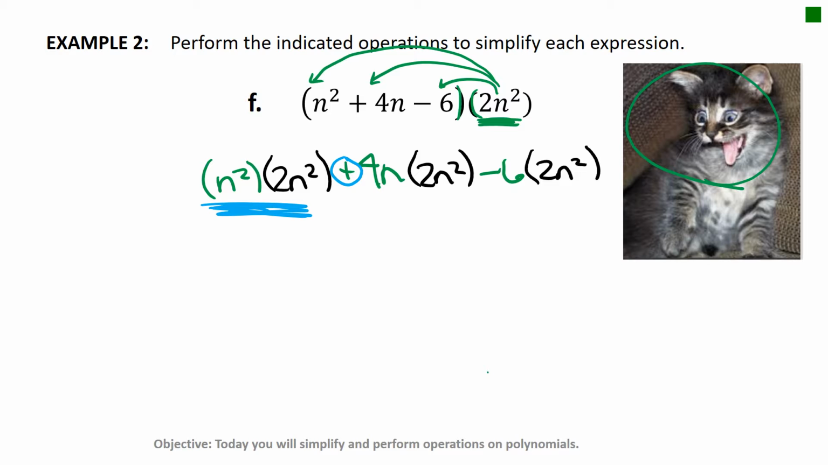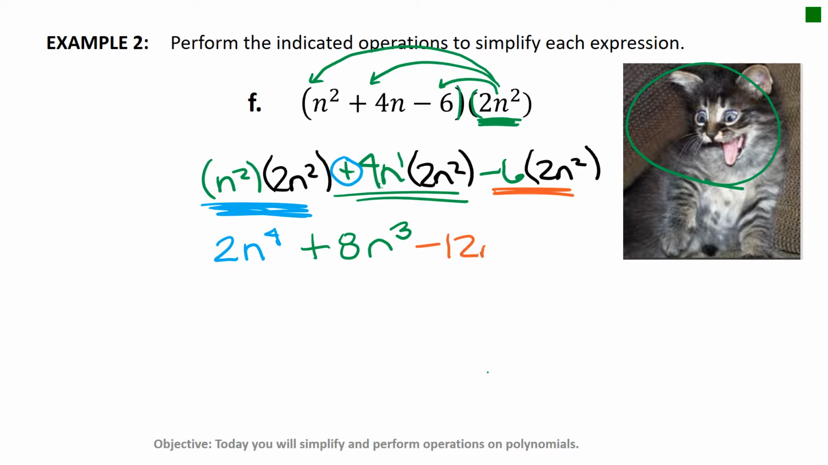I'm multiplying. So I have 2. And then how many n's? 1, 2, 3, 4. This term, 4 times 2 is a positive 8. How many n's? 1, 2, 3. The last term, that's a negative 12. And how many n's? 2. It has to be in standard form, remember, biggest down to smallest exponent.